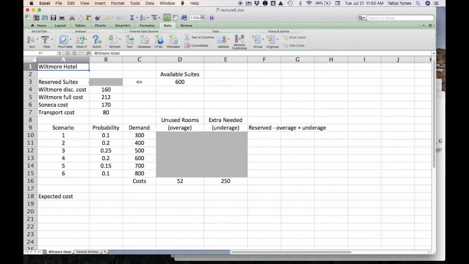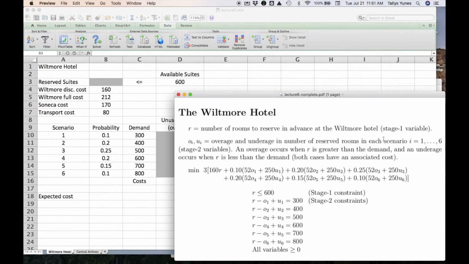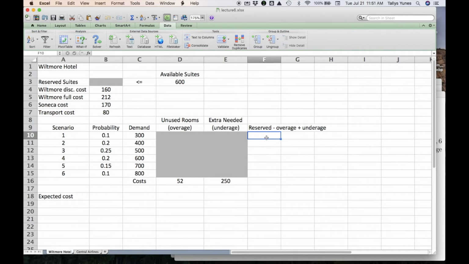Here we are. So we have our today variable, the R variable. I can reserve up to 600 suites. Discounted price, full price, and the cost of the other hotel. This block of gray cells here are my 6 overage variables, the O's, and my 6 underage variables, the U's. Remember that I have to calculate the following expression for every scenario, R minus O plus U, to make that equal to the scenario's demand. So I'm going to calculate that here.